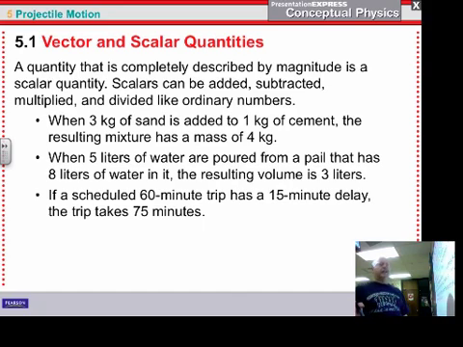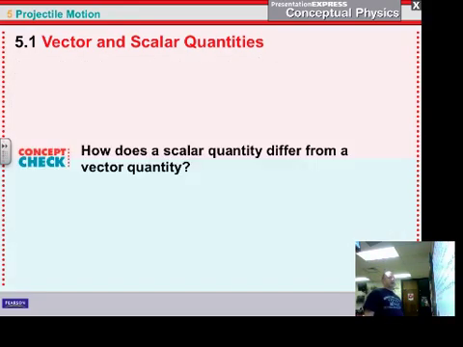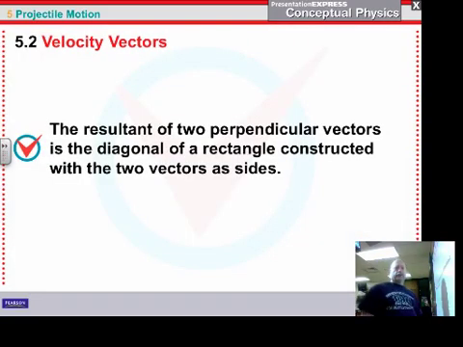Notice that we didn't need anything else. We didn't need direction when we were talking about those particular things. So those are scalar quantities, and that's how they differ from vector quantities. Vectors would have a direction to go along with them.